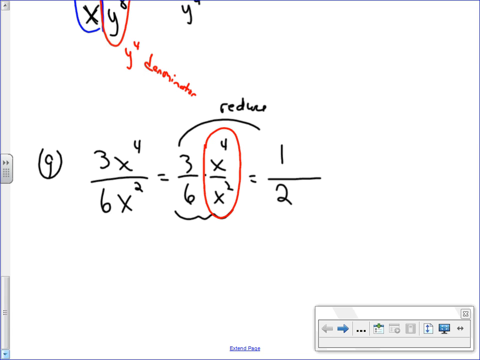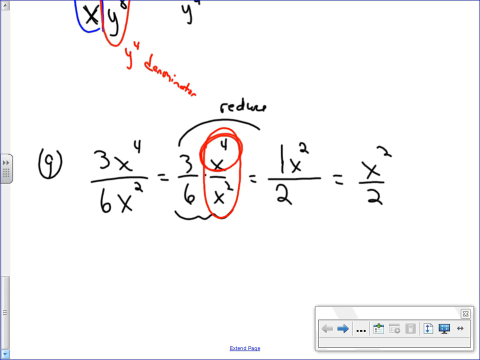And where are the extras going to be? In the numerator or the denominator? The answer is in the numerator because there were more there to begin with. So I'm just going to go right over here to this top and write my x squared in the numerator. That one is not necessary. You can leave it there if you want, but you don't have to.